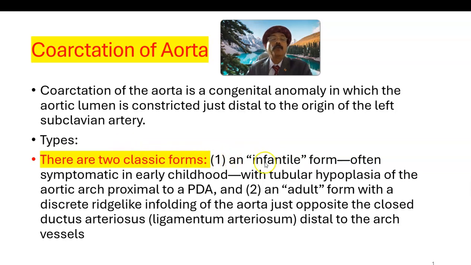One is the infantile form, often symptomatic in early childhood, with tubular hypoplasia of the aortic arch proximal to the patent ductus arteriosus, and an adult form with a discrete ridge-like infolding of the aorta just opposite the closed ductus arteriosus, that is the ligamentum arteriosum, distal to the arch vessels. The arch vessels are the brachiocephalic trunk, left common carotid artery, and left subclavian artery.